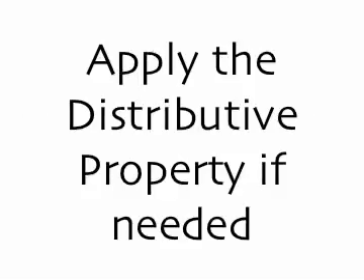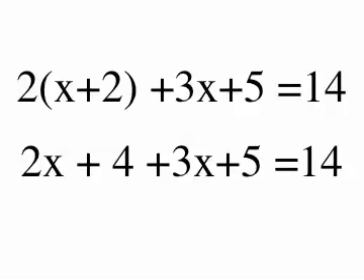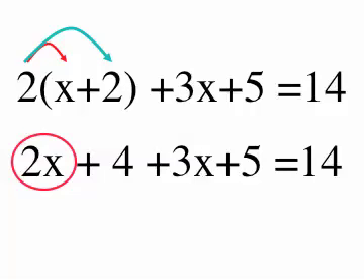So the first step was to apply the distributive property if needed. In this case, here's what it looks like. The original equation is shown on the top line, and we apply the distributive property. 2 times x gives us 2x, and 2 times 2 gives us 4. So we've applied the distributive property, and now we have the expression 2x plus 4 plus 3x plus 5 equals 14.